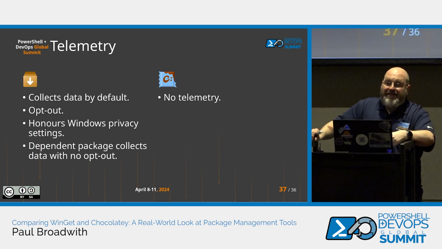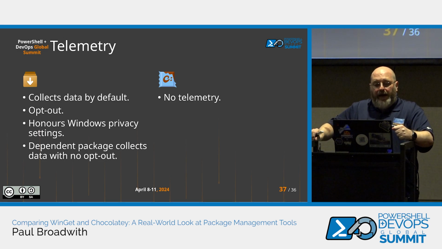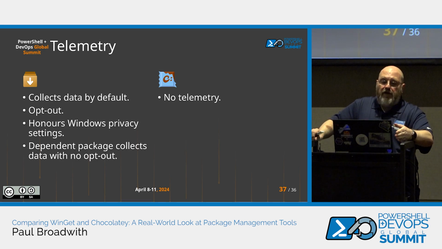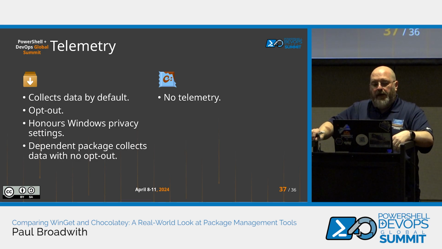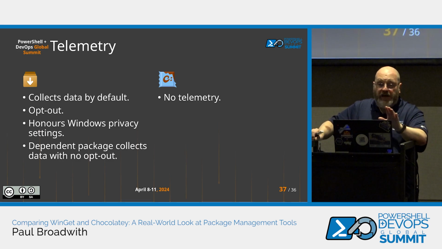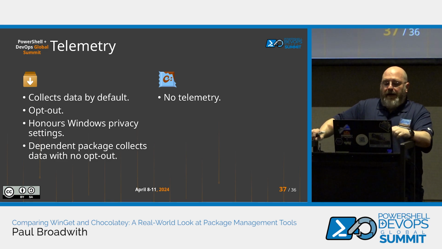But anyway, WinGet collects data by default. There is an opt-out, and it apparently also honors Windows privacy settings. I believe with Windows 10, you could only turn it down to basic. You couldn't turn it off. That could have changed. I don't use Windows 10. But if that's the case, it will probably still report data back. You'll need to dig into that yourself and make sure that's correct.